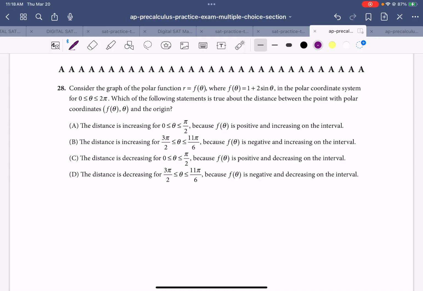Number 28, the last one. Consider the graph of the polar function r equals f of theta. f of theta is this. In the polar coordinate system up to 2 pi, which of the following statements is true about the distance between points with the polar coordinates f of theta comma theta, which is like r comma theta here, right? Okay.